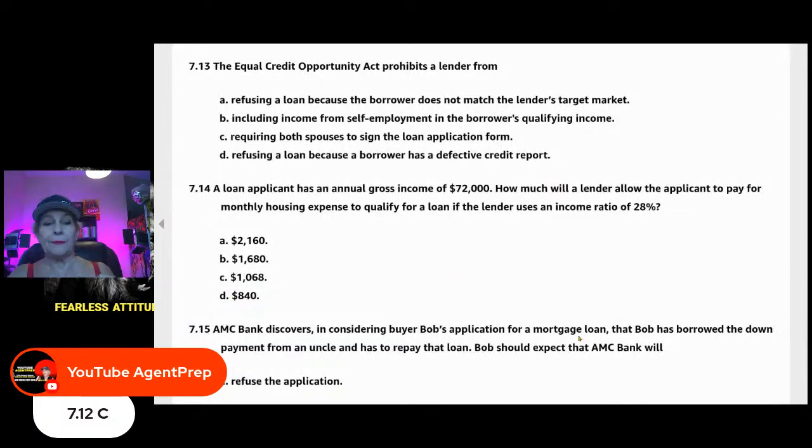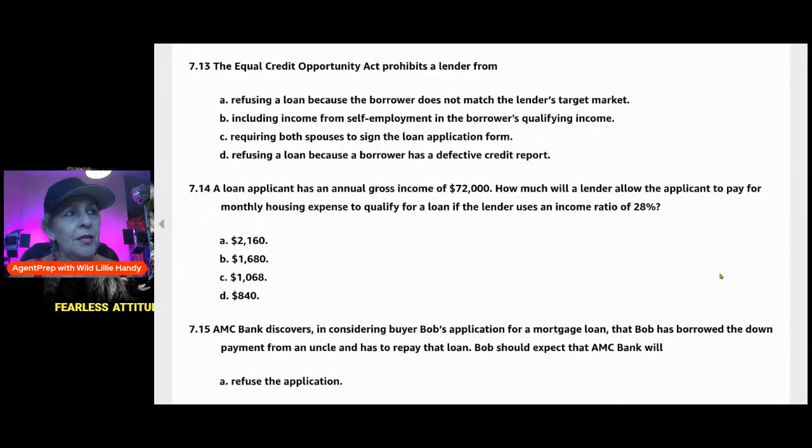Okay, number 13. The Equal Credit Opportunity Act. So the Equal Credit Opportunity Act prohibits a lender from doing what? A, refusing a loan because the borrower does not match the lender's target market. B, including income from self-employment in the borrower's qualifying income. C, requiring both spouses to sign the loan application. Or D, refusing a loan because the borrower has a defective credit report.